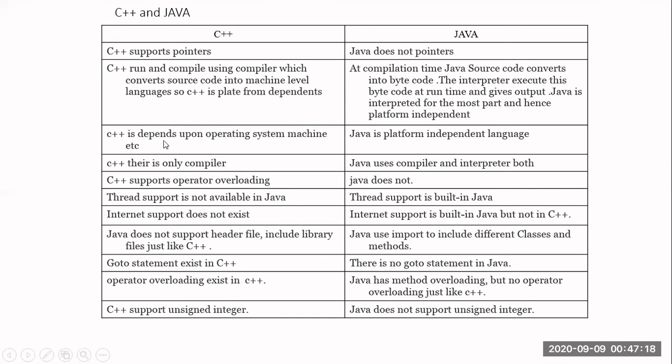C++ is machine dependent. Java is machine independent. C++ uses only a compiler, while Java uses both a compiler and an interpreter. C++ has a concept like operator overloading. We will discuss overloading in our upcoming classes. But Java does not support operator overloading. Understand, Java supports overloading, but Java does not support the concept of operator overloading.